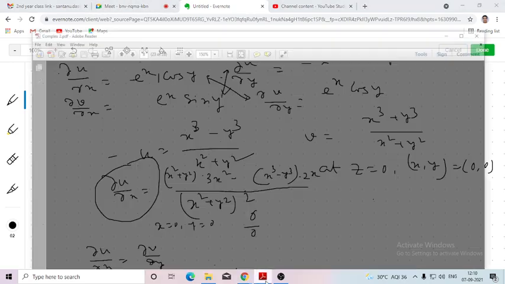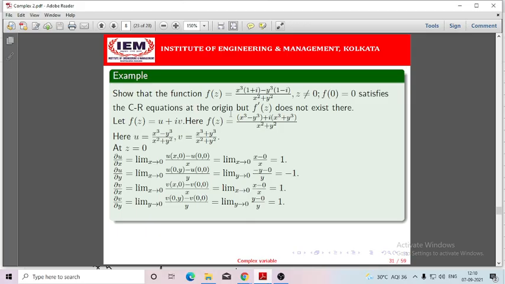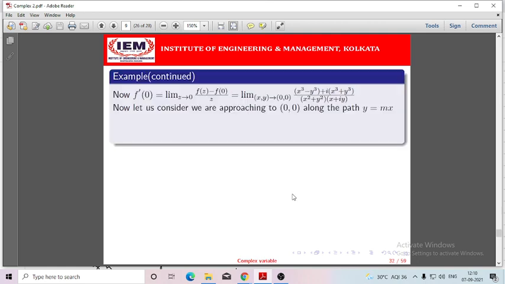Since the function is not analytic, that's why the derivative at 0 doesn't exist. So by definition also we can show that. Derivative at 0 means f dash 0, that means limit z tends to 0, f(z) minus f(0) by z. So that means limit (x, y) tends to (0, 0), f(z) is this, f(0) is 0, by z, z means x plus iy. So let us consider that we are approaching towards (0, 0) through the path y equals to mx.